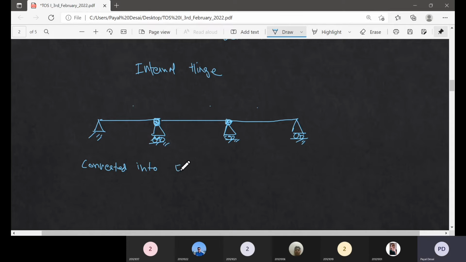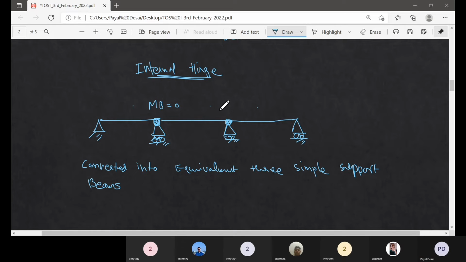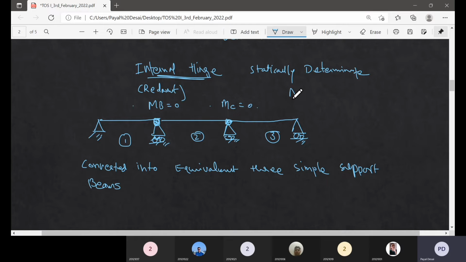into equivalent three simple support beams. So when I introduce an internal hinge where bending moment should be 0, these are my criteria because I have chosen these as redundant. And how do I make it? I have to make the structure statically determinate. That is the first step of analysis, right? You have to make the structure statically determinate. So I introduce an internal hinge where bending moment is 0. And this is my statically determinate structure. It has converted into three simple supports. And this definitely I can analyze.